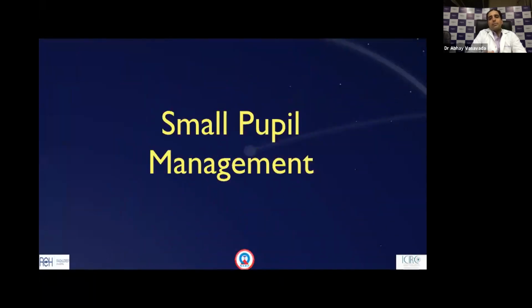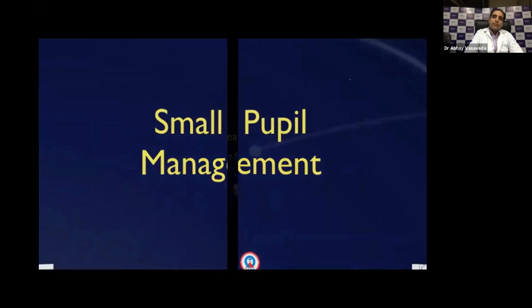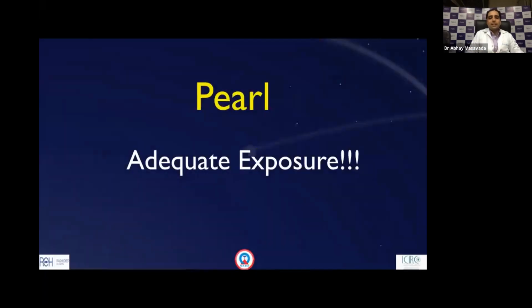Now coming to another important situation, not the most complicated, but something that we encounter more frequently than any other difficult situation, that is a small pupil, either to start off with or what we end up with during the surgery. So I think the first pearl as far as small pupil is concerned is to have adequate exposure. So there is no shame in using any pupil expansion devices, no matter whatever stage of your career you may be as far as cataract surgery goes.